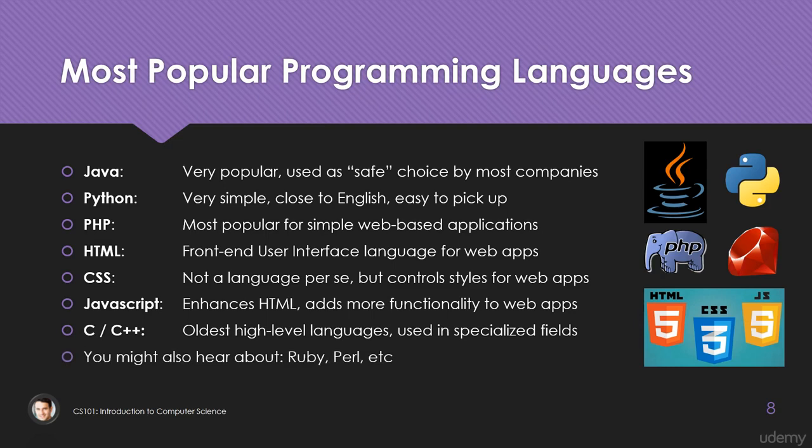And you might also hear about languages such as Ruby, Perl, etc. So we will actually be going through most of these languages listed here in this slide in this course. We'll give an introduction to each of these programming languages and some sample snippets, except for C and C++, but we'll look at that in some brief detail as well.